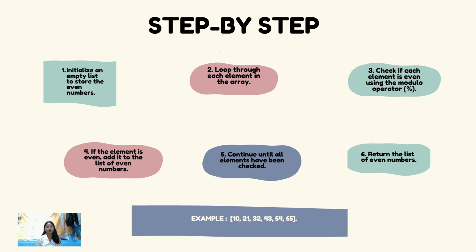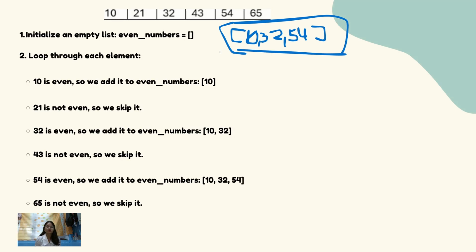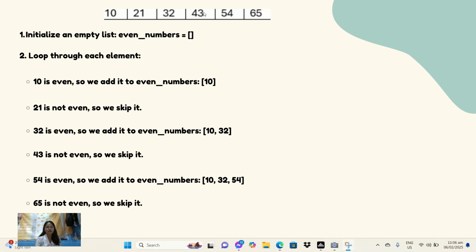So I have an example here to find even numbers. Our numbers are 10, 21, 32, 43, 54, and 65. We are just going to follow the step-by-step process. First, we initialize an empty list for the even numbers. Then we loop through each element. The first number is 10. 10 is even, so we are going to add it to the even numbers.